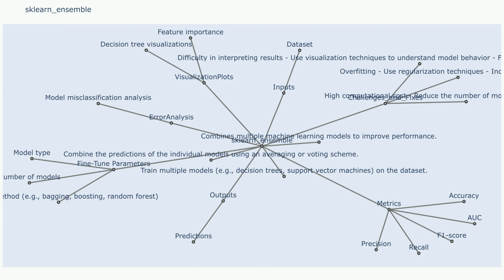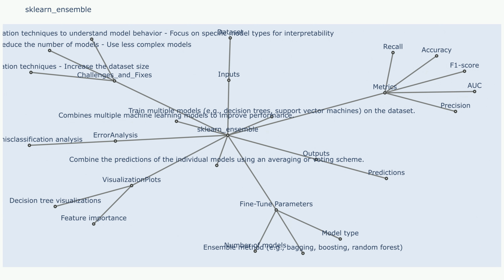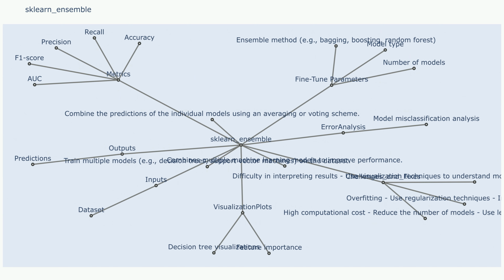Outputs. Output 1. Explain in detail the predicted output for new, unseen data points. The output format depends on the task, like classification labels, regression values, or probabilities. Output 2. Explain in detail model parameters that represent the learned relationships between the input features and the target variable. These parameters are used to make predictions on new data.